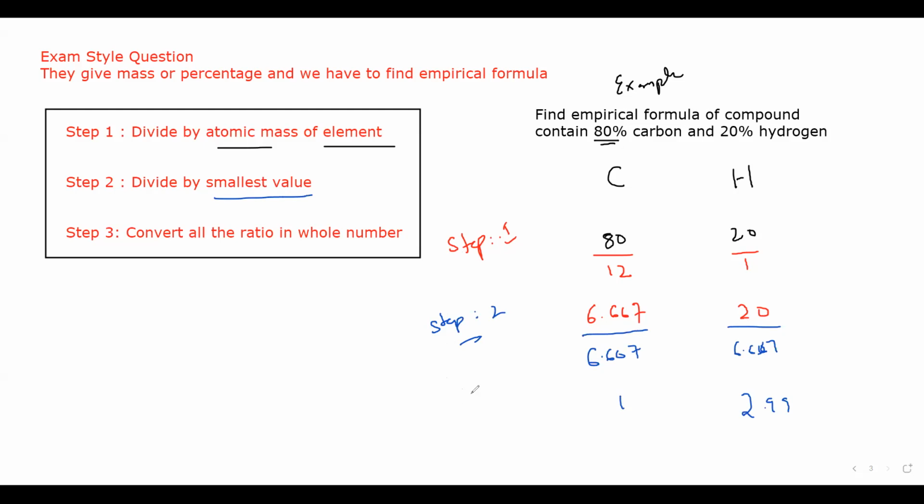What is step 3? We'll convert all the ratio in whole number. So this is already whole number, but 2.99, what will be the nearest whole number? That's 3. So this will turn into 3. So what is the empirical formula of the compound? It contains 1 carbon and 3 hydrogen. The simplest ratio is 1:3. So CH3. Is it clear? This is the way of finding the empirical formula.